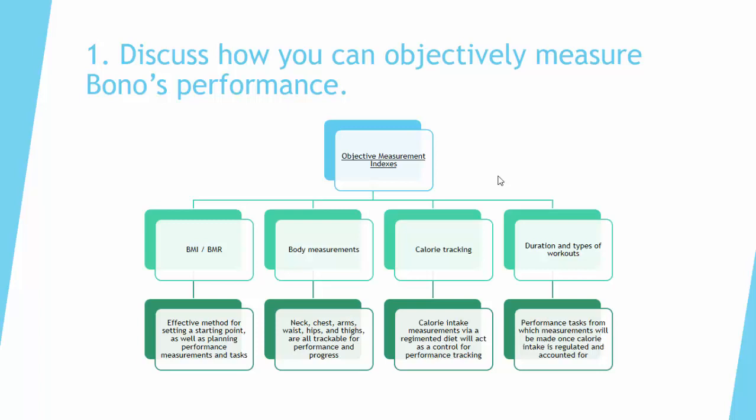Third is calorie intake. The calorie intake measurements will occur via a regimented diet. It will act as a control for our performance tracking. The regimented diet will include 20 choices of meals that are predetermined by the fitness trainer, and Bono will be limited to 3 meals per day only.